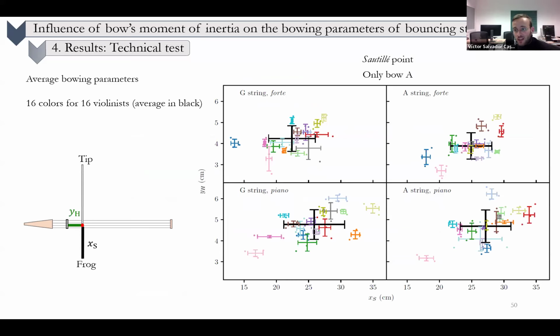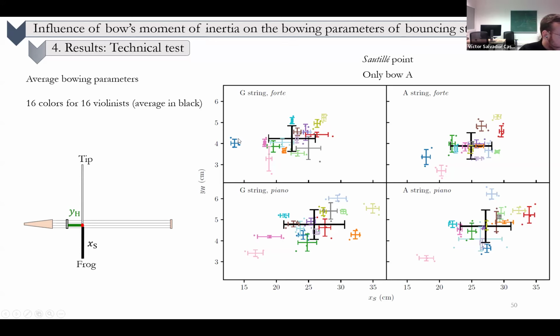So with all this data, we could calculate the average bowing parameters. Here I am referring to the first test, the one that consisted in looking for the spiccato, the sautillé, the bouncing point of the bow. And each color in these graphs represents a different musician.